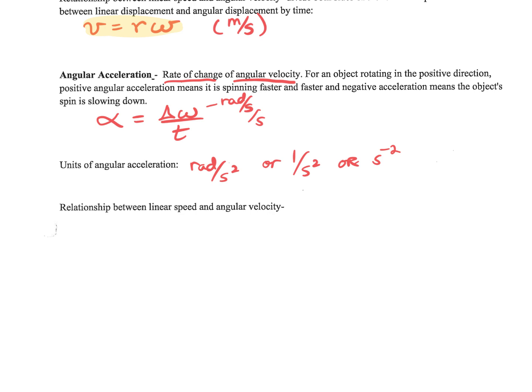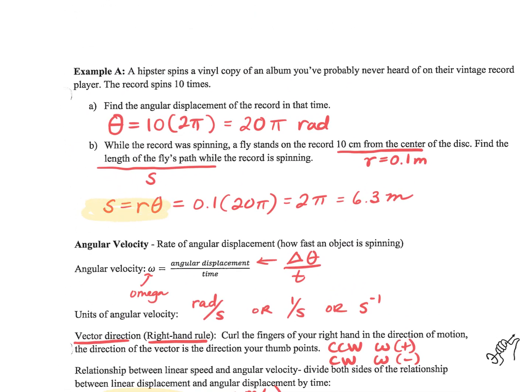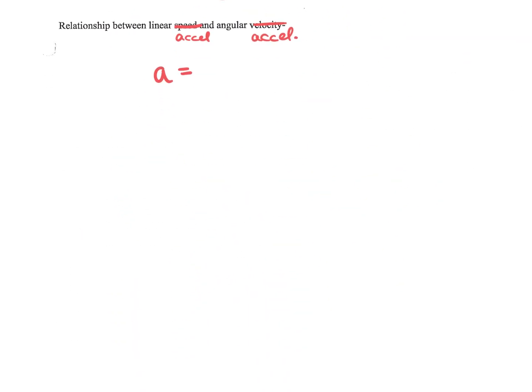Relationship between linear speed and angular velocity. Linear acceleration and angular acceleration, excuse me. A is equal to what? I bet you can guess. A equals... Okay, but we're looking at patterns we found here. Let's start with the patterns we have found so far. S equals R theta. V equals R omega. So A equals R alpha.